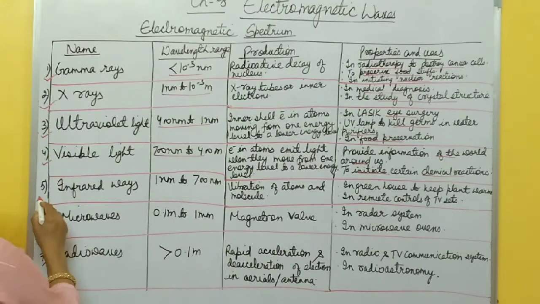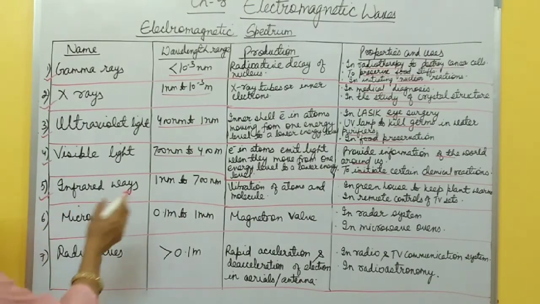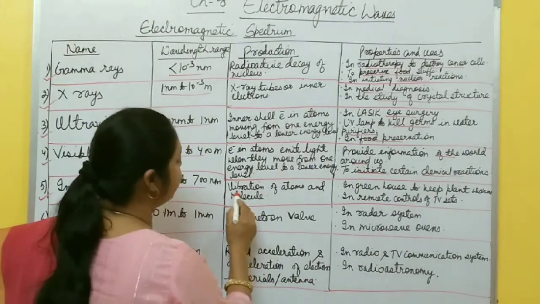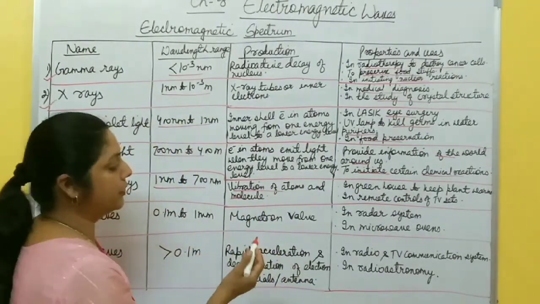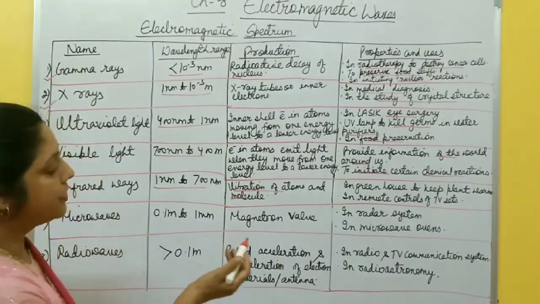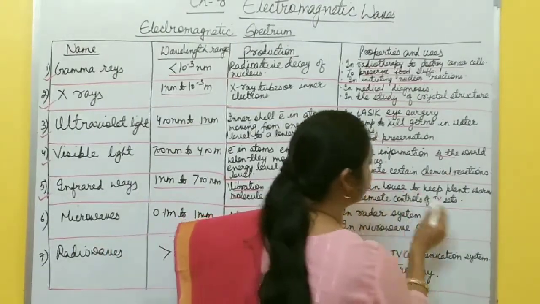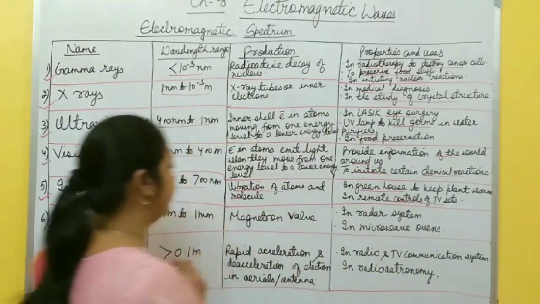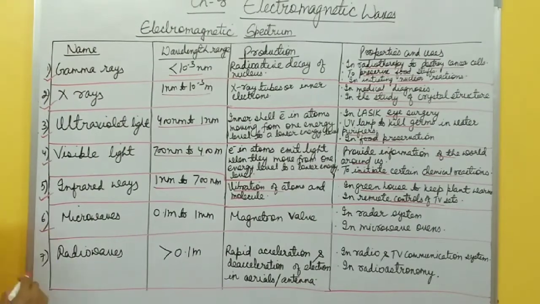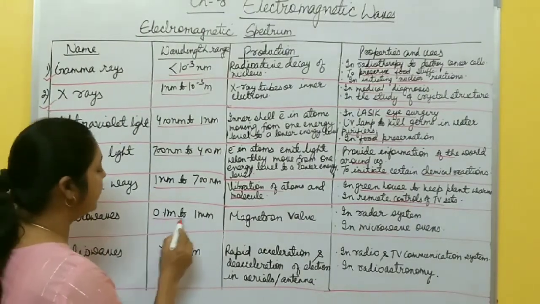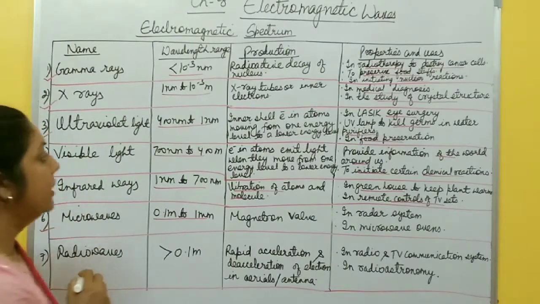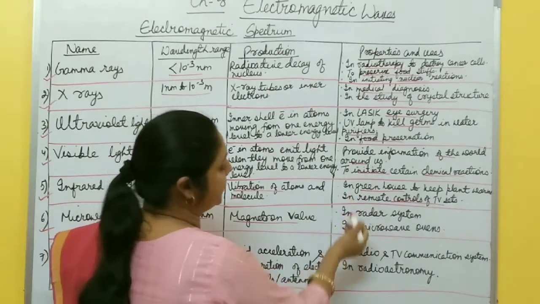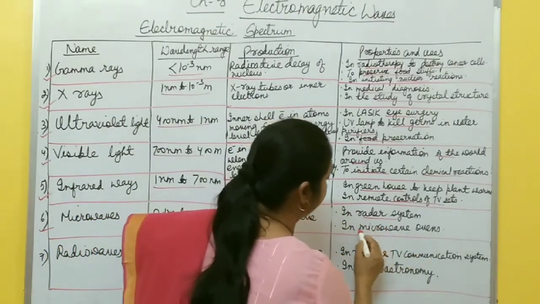Next is infrared rays. Its wavelength range is 1 nanometer to 700 nanometer. It is produced by vibration of atoms and molecules, and infrared ray is used in greenhouse effect, in greenhouses to keep plants warm, and in remote controls of TV sets. These are its uses. Next, sixth one is microwaves. Its wavelength range is from 1 meter to 1 millimeter. It is produced by magnetron valve, right, or valve tube. It is used in radar system, radar communication, and in a microwave oven.